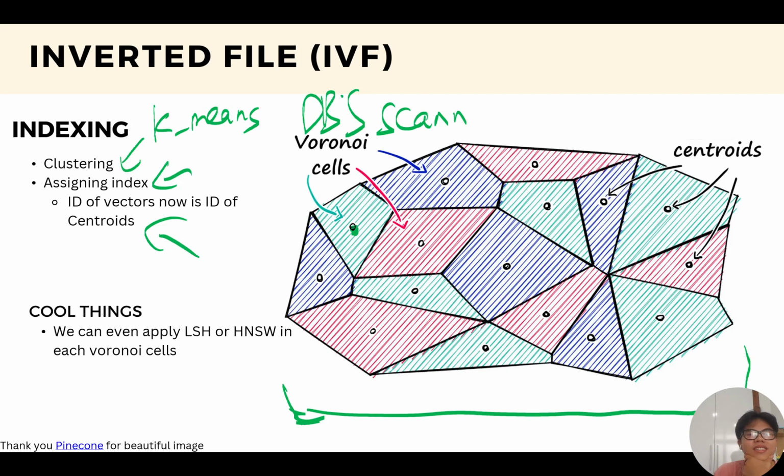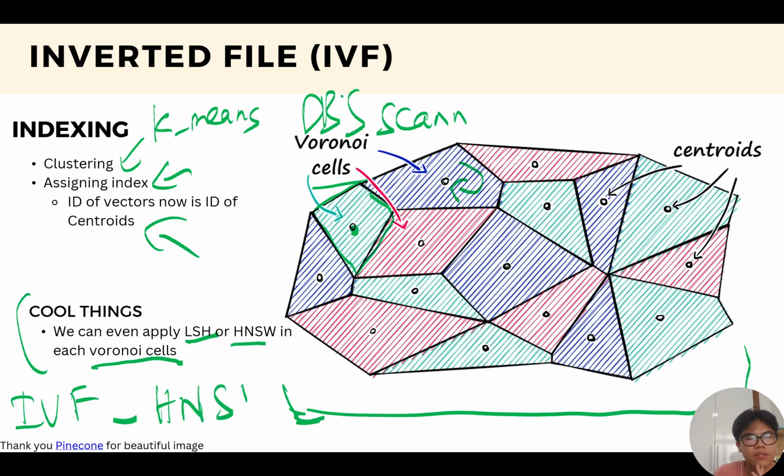So a vector over here will be assigned to this centroid, and this region is called a Voronoi cell. What's cool about inverted file is that we can even apply LSH or HNSW in each Voronoi cell. People usually combine the algorithm with inverted files, like IVF and HNSW, which means that we apply the HNSW data structure at each Voronoi cell.